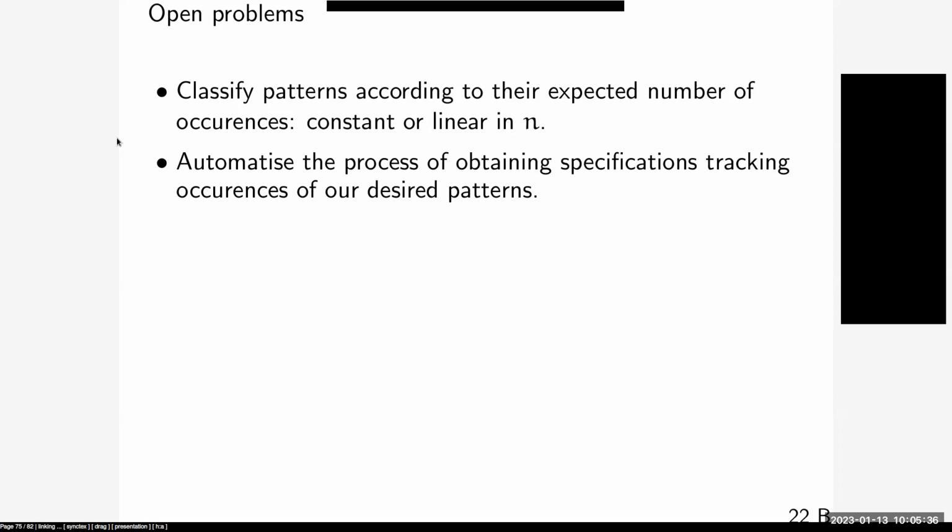A second kind of possible extension of this work would be to automatize the process of obtaining specifications tracking occurrences of our desired patterns. So we see here that almost all patterns we saw here, radices and the first two families, are susceptible to this kind of decomposition based on cuts, right? So perhaps this can be automated. Of course, for the P3 pattern, we saw that this doesn't work anymore.